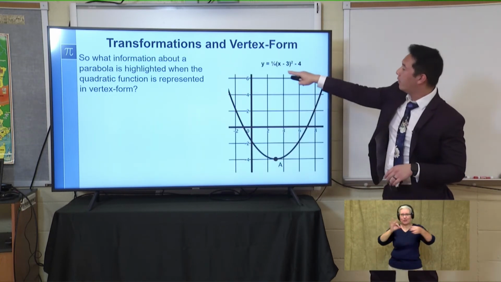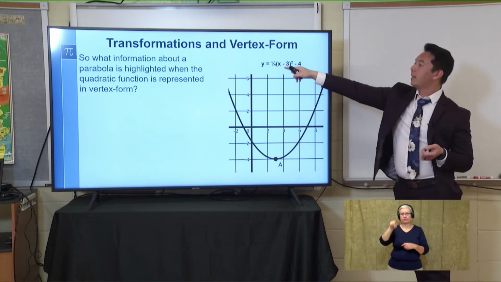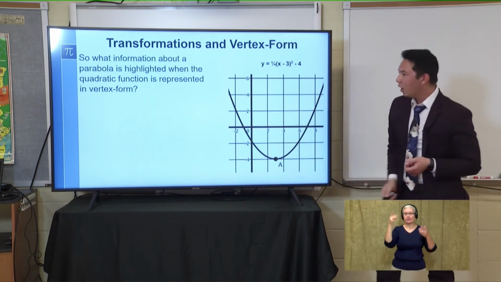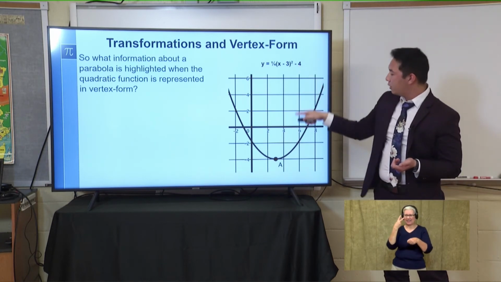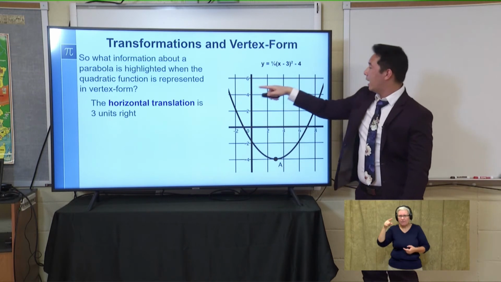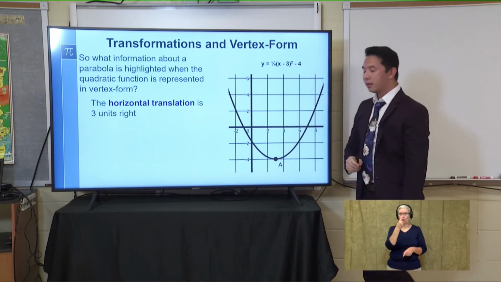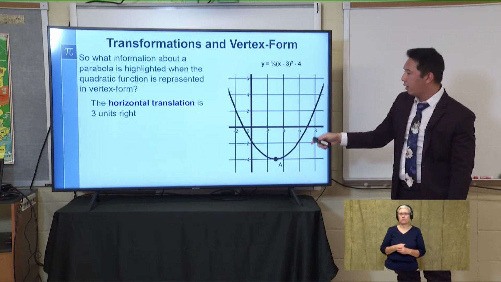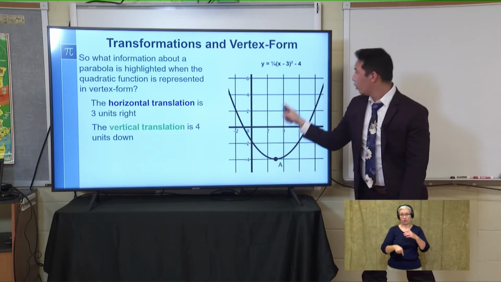So here we've got this y is equal to 1/4 times the quantity x minus 3 squared minus 4, and here's our graph. So what information can we tell? Based on this equation and based on this graph, the first thing we can tell is that our graph has been translated horizontally, so I'm moving right 3 units. In addition, we can tell that it has been transformed and moved vertically down 4 units.